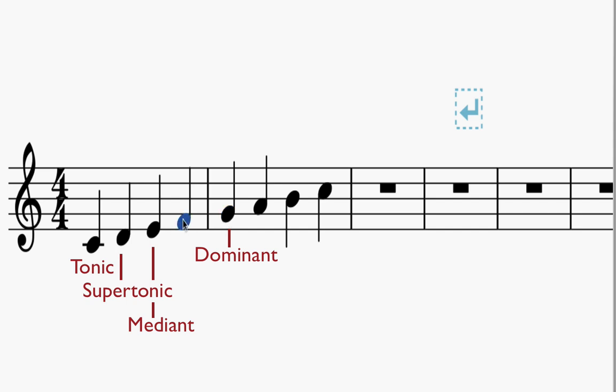How about 4? We skipped right over 4. Subdominant, we call it. Just under dominant, in the same way that 2 was supertonic, 1 above tonic. 4 is subdominant, 1 underneath dominant. And it's kind of like 2 in that it's not a particularly powerful tone.